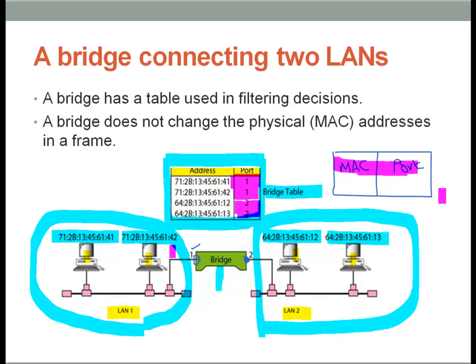So the bridge is a layer 2 device used to connect two different networks at layer 2. The bridge manages a table called the bridge table. In the bridge table we have two columns: the first column is the MAC address column and the second column is the port number column. So this is about how bridges are used to connect. Then I'm going to the next one.